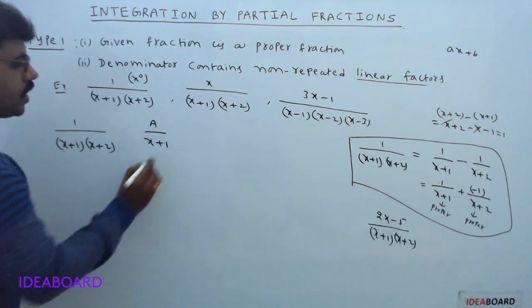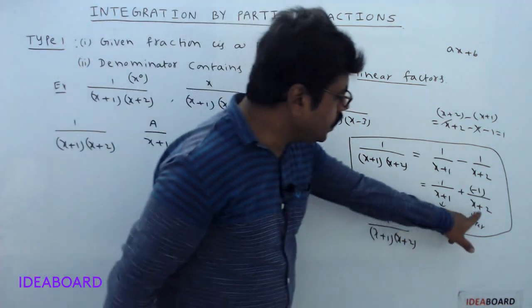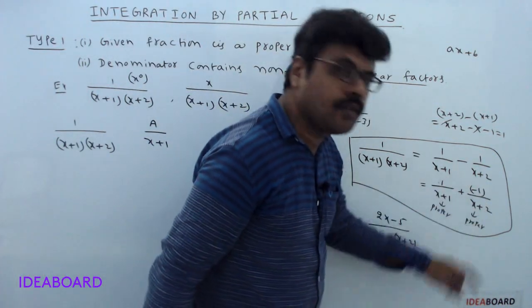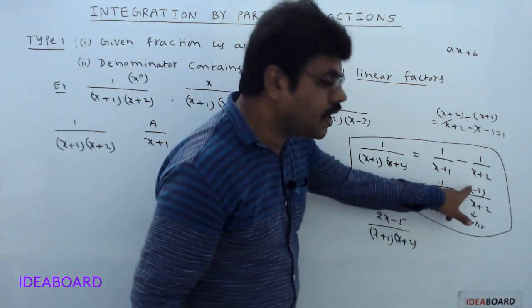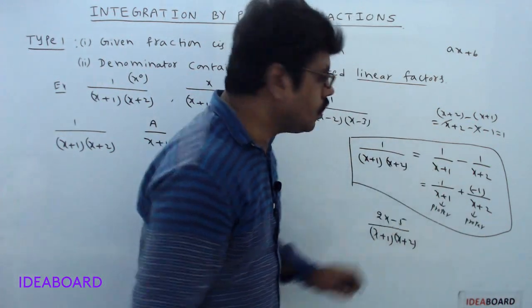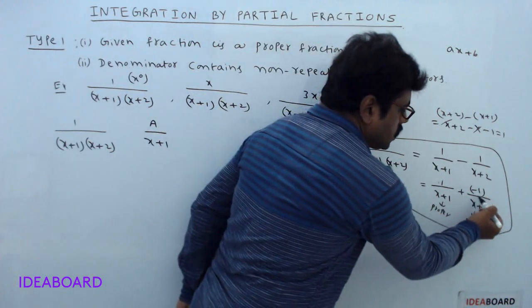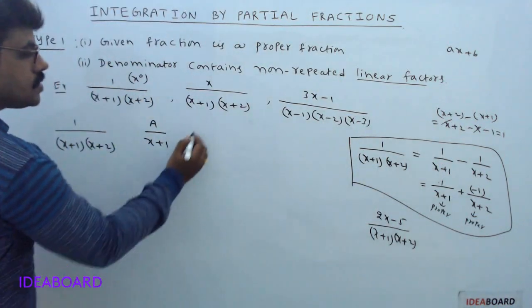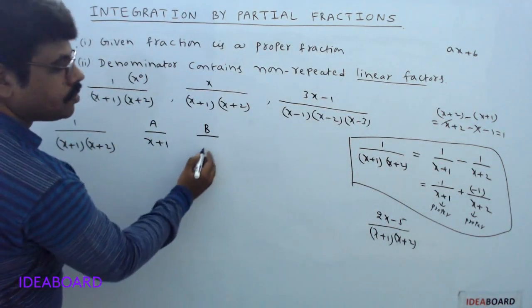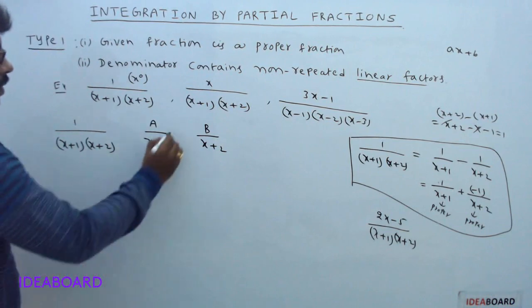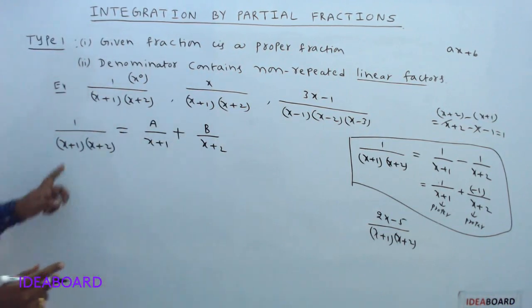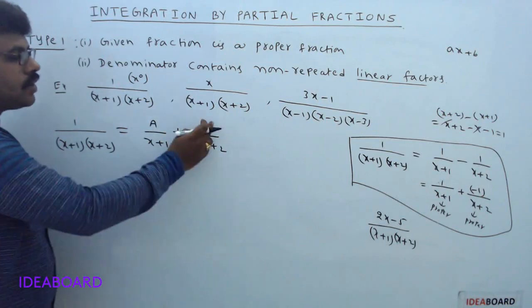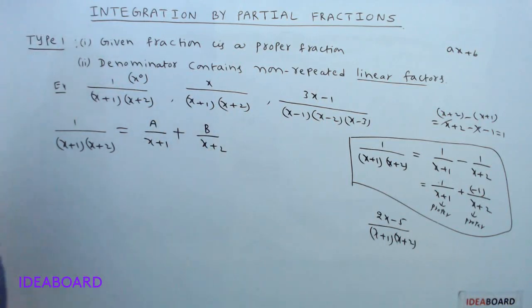So, it is a divided by x plus 1. Here the degree of this denominator is 1. This fraction represents a proper fraction. The degree of the numerator must be 0. So, instead of this constant term, I can introduce another constant, let it be some b. So, b divided by x plus 2. So, 1 divided by (x plus 1)(x plus 2) equals a divided by x plus 1 plus b divided by x plus 2.